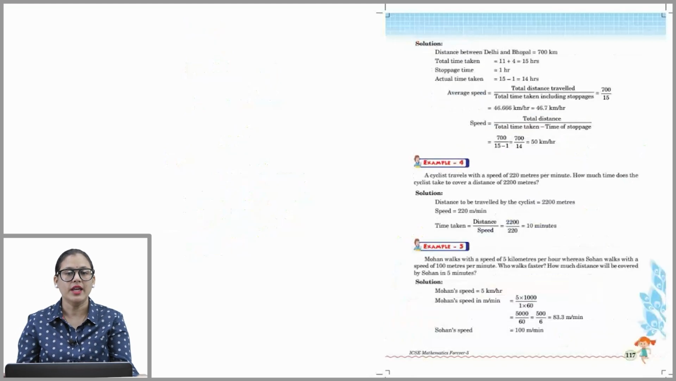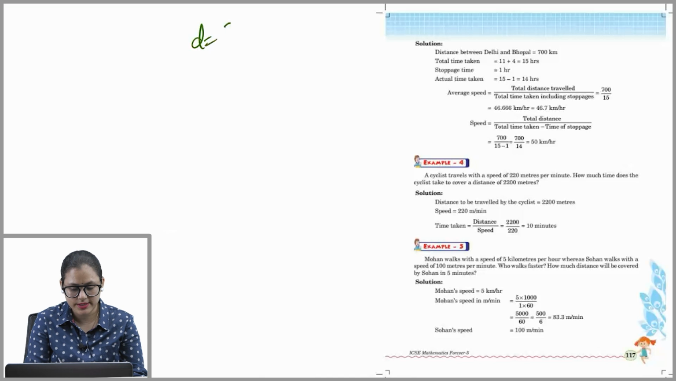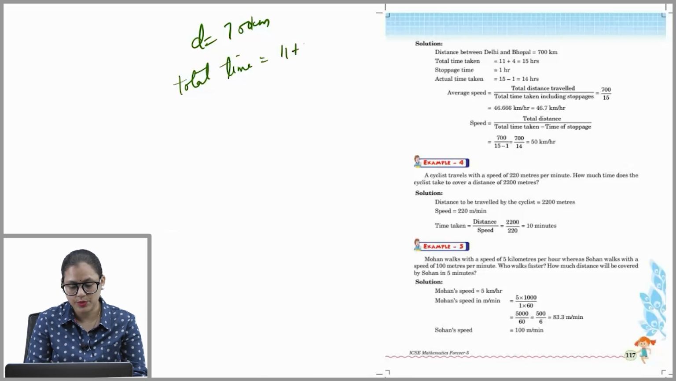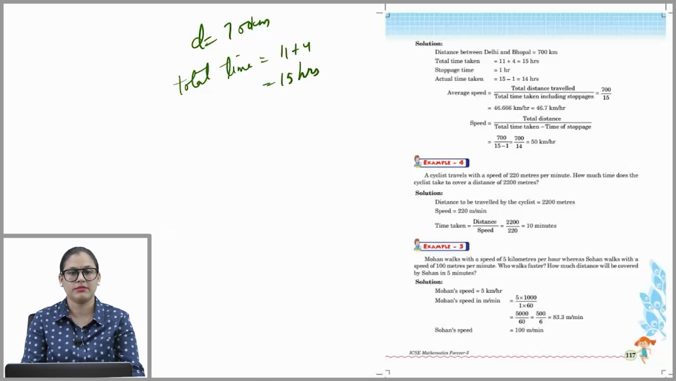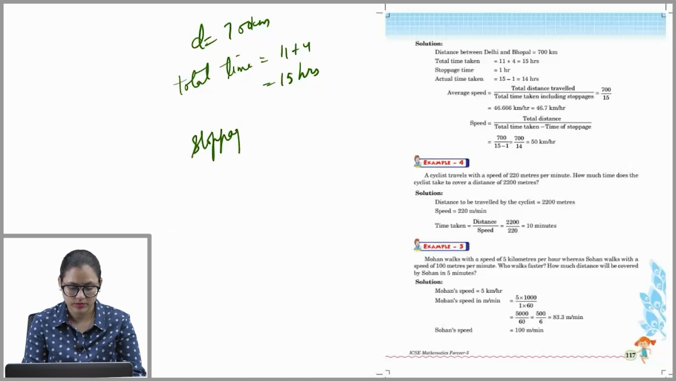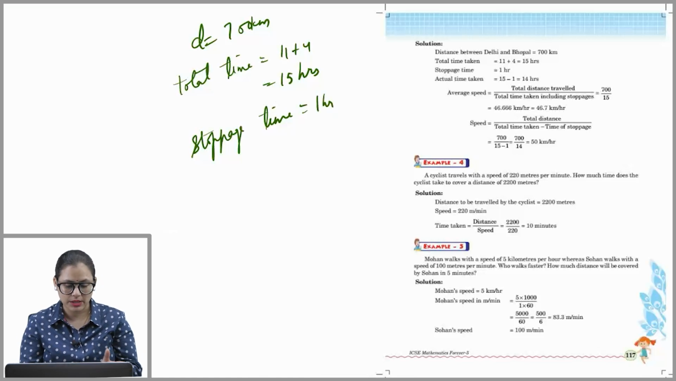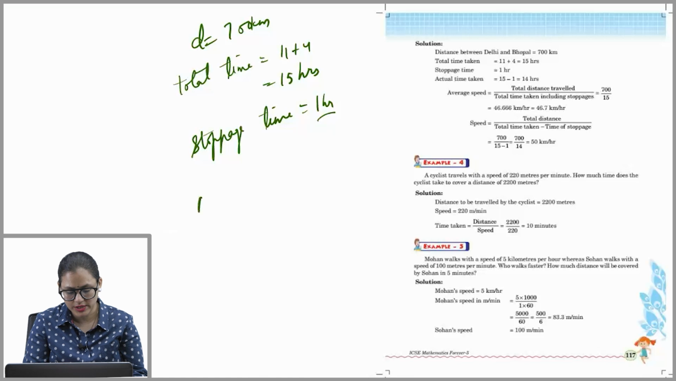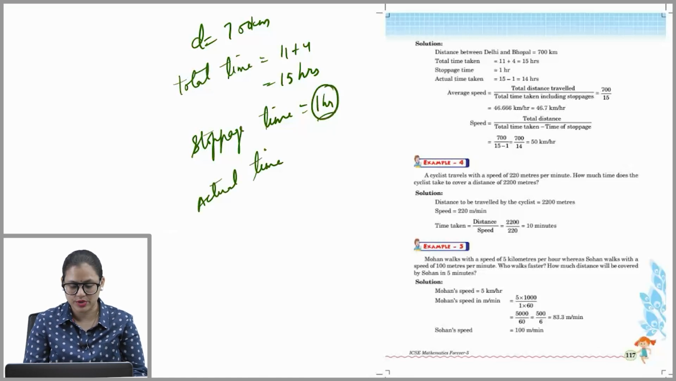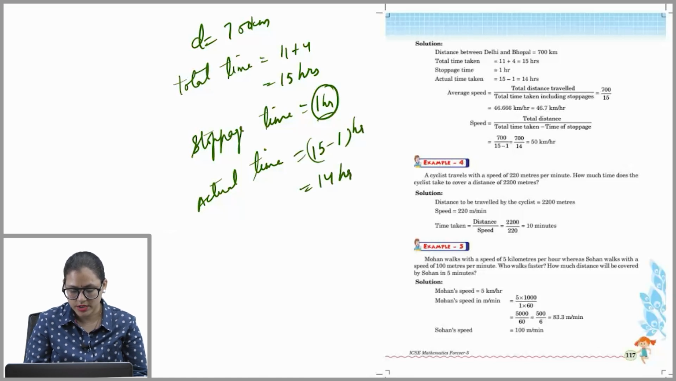See, distance is given to you, which is 700 kilometers. Total time, how much time did it take? Total time 11 plus 4, that is 15 hours. And the stoppage time is 1 hour. Now what is the actual time? We will subtract the stoppage time from the total time. 15 minus 1 hour, that is 14 hours. So this is the actual time.